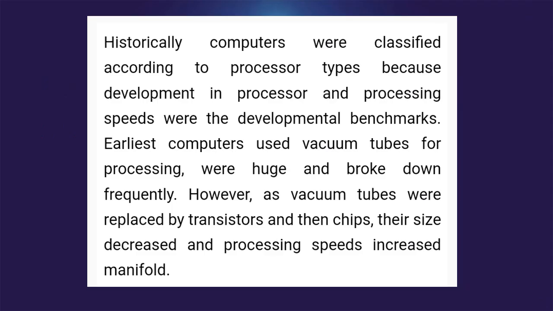Historically, computers were classified according to processor type because development in processor and processing speeds were the development benchmarks. Earliest computers used vacuum tubes for processing, were huge and broke down frequently. However, as vacuum tubes were replaced by transistors and then chips, their size decreased and processing speeds increased manifold.